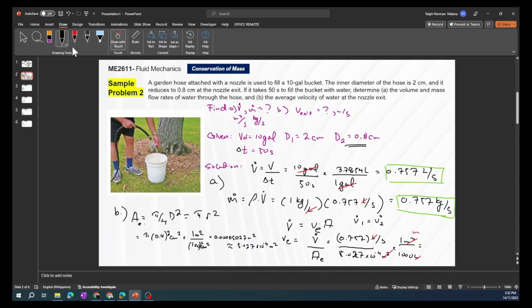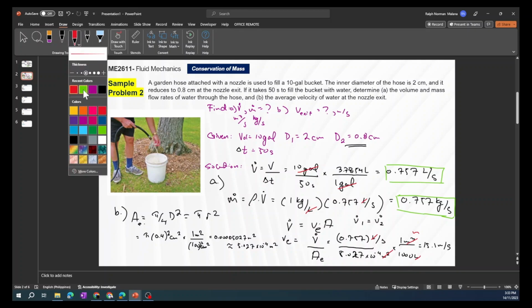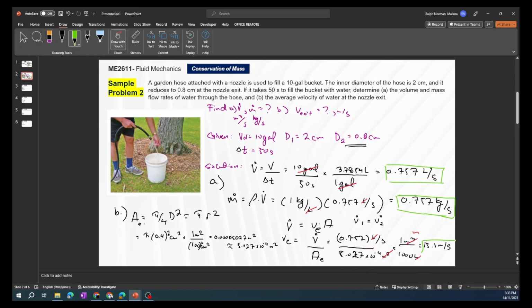So the final answer here is 1,000, and then 0.757 divided by this one. It will have 15.06 or 15.1 meters per second. Okay. Yeah, that's about it.